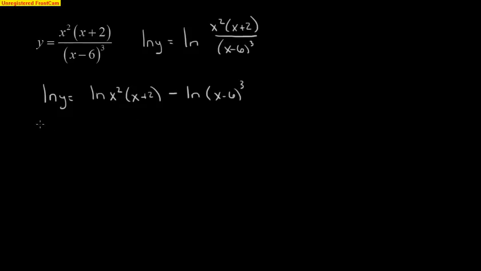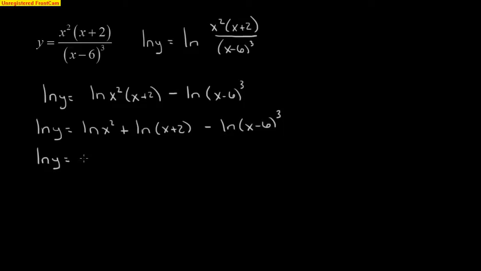And I still have a product going on here, so I still have some expansion to do. Natural log of x squared plus the natural log of x plus 2 minus the natural log of x minus 6 cubed. And then my last and final step is any powers have got to come down. So natural log of y, 2 natural log of x, no power for this one, so just natural log of x plus 2, and then minus 3 natural log of x minus 6. I'm not sure why I put the extra parenthesis there, but I did.